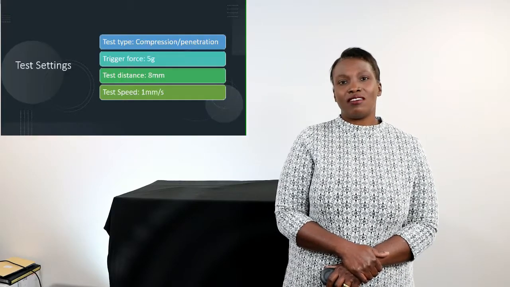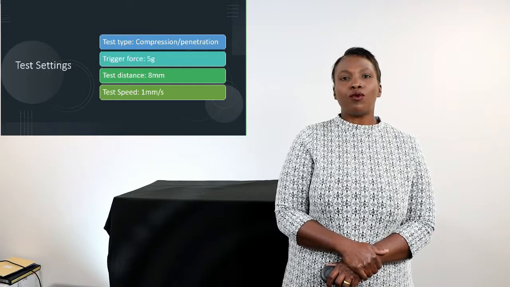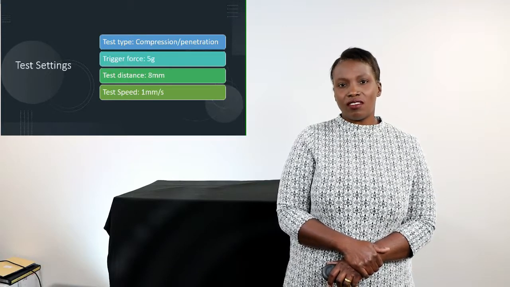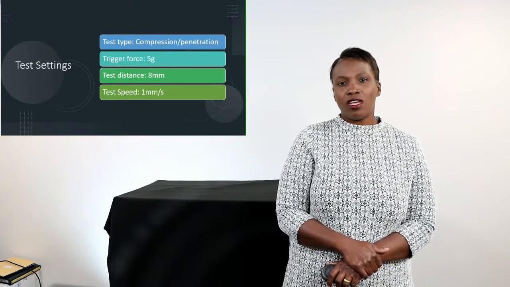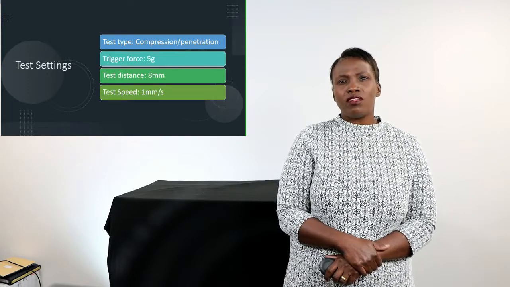Here we see the test settings. A compression test has been used. The trigger force is 5 grams and the test distance is 8 mm. A test speed of 1 mm per second has been used. The cylinder probe deforms and penetrates the bar soap over the set distance of 8 mm before withdrawing to return to its starting position.